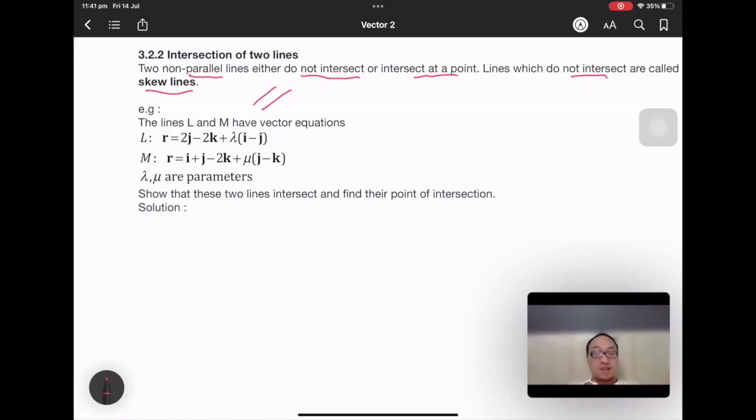So that means if we want to check or find the intersection point, first we have to make sure that they are not parallel. And then second, we have to find the common coordinate. So if the lines are intersecting, they have a common coordinate.